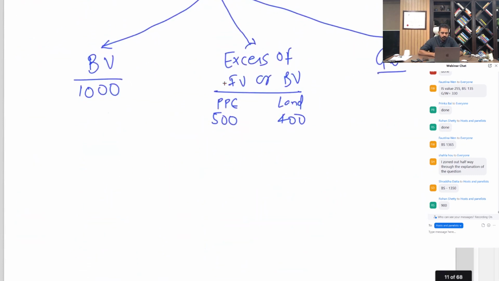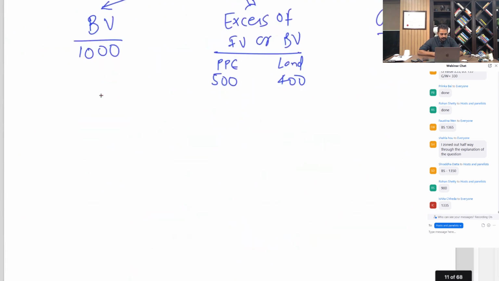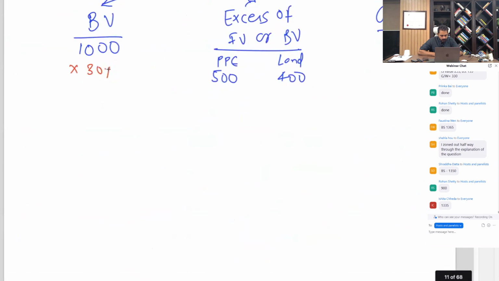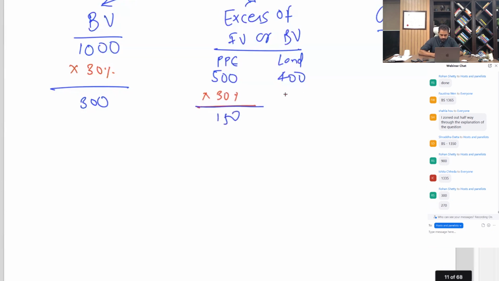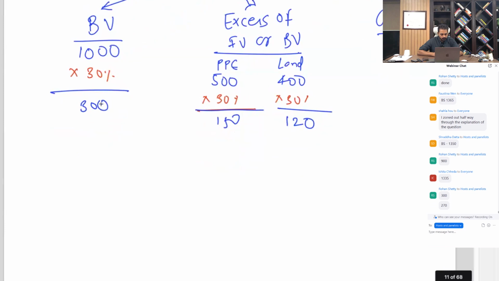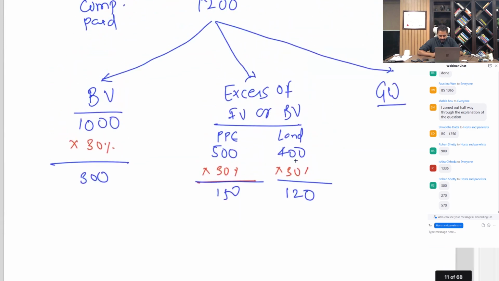Now, I own only 30% of that entity, correct? So therefore, the amount of value that I'm going to assign here is going to be 30%. So this becomes 300. 30% of this is 150. 30% here, so this becomes 120. And then what's the total? 300 plus 150 plus 120. How much is this? 570.